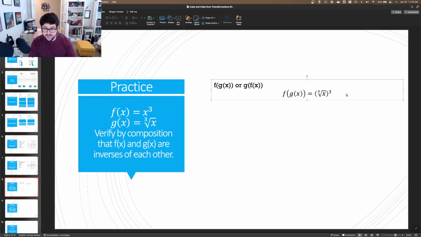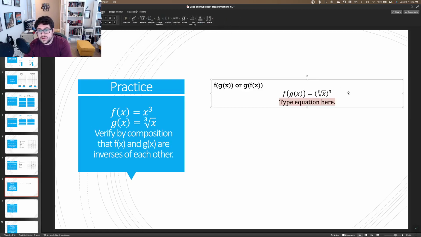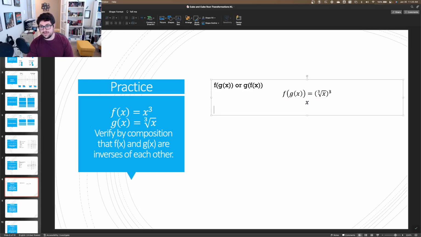But what happens if I do that? Well, the cube root and the cube should cancel each other out, so I should just be left with x. And if I am left with x, they are inverses. Cool, awesome.